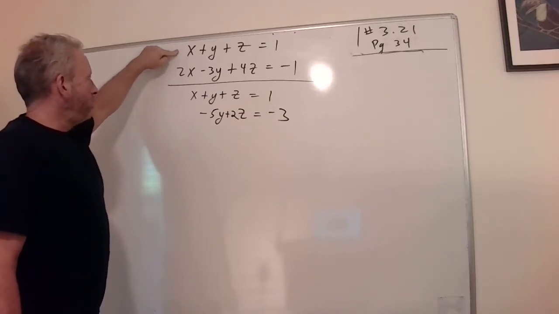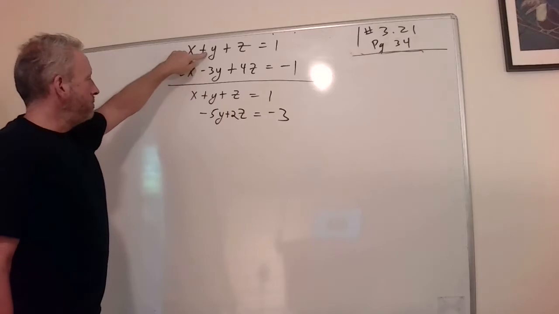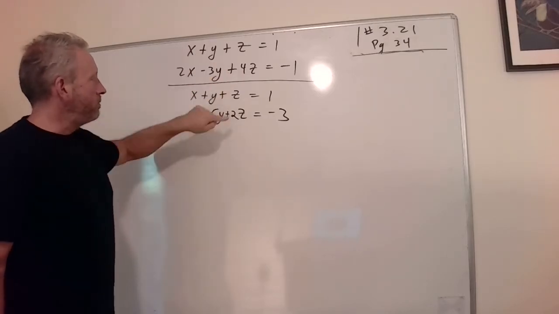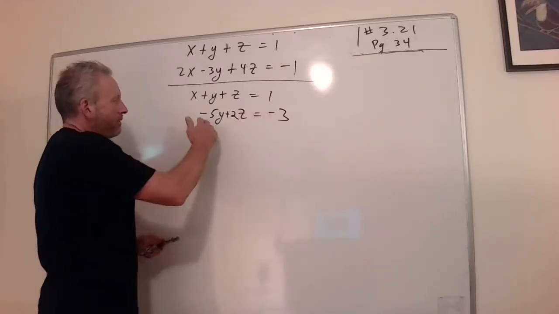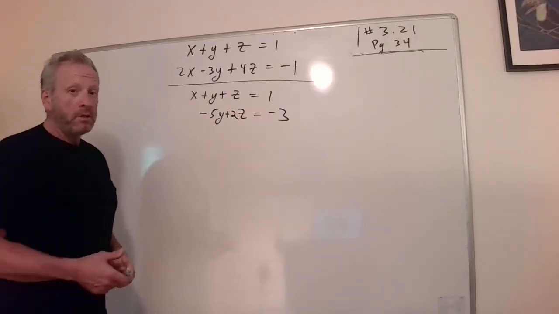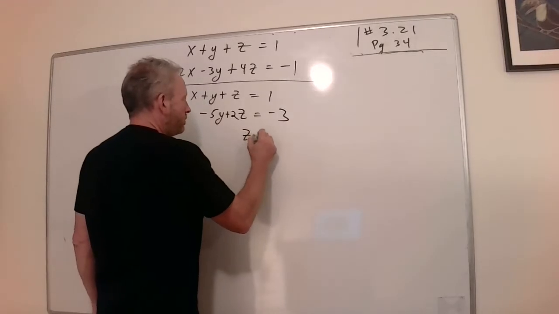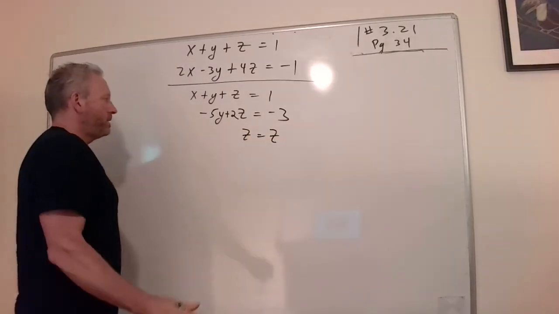Let's see, this minus twice that, so the x is gone. This minus twice that is that. This minus twice that is that. And this minus twice that is that. Here we have echelon form. The free variable is z. So just to emphasize that, I might write z equals z.